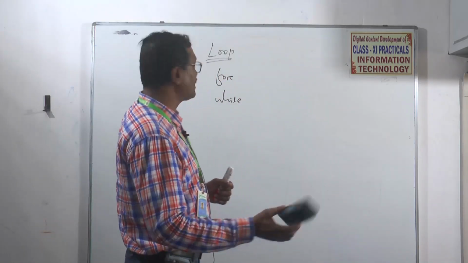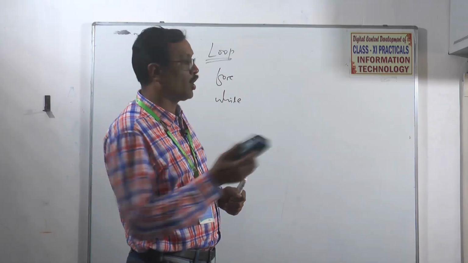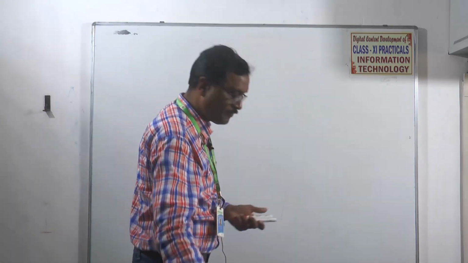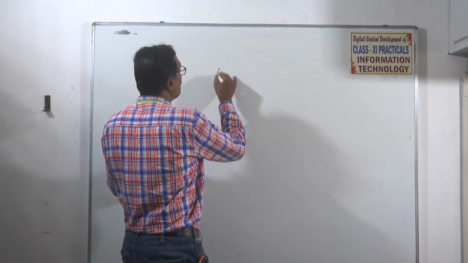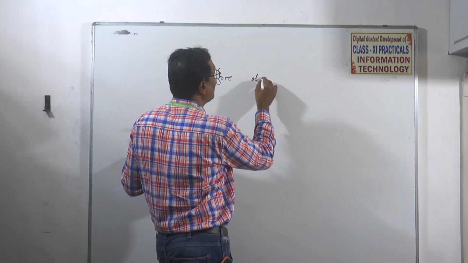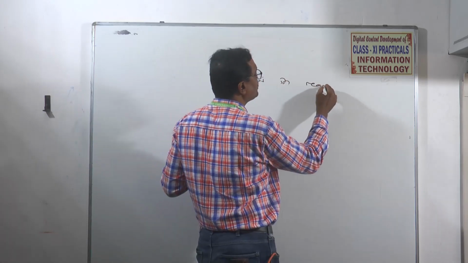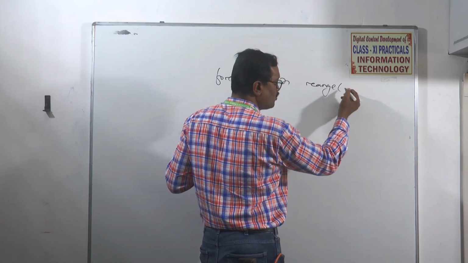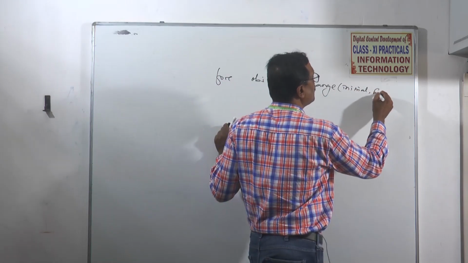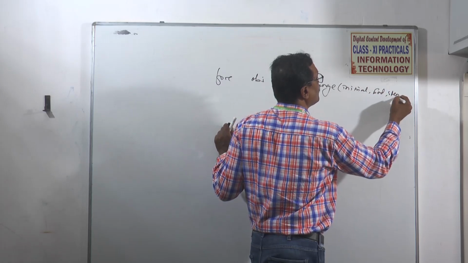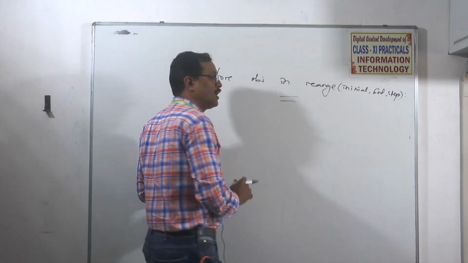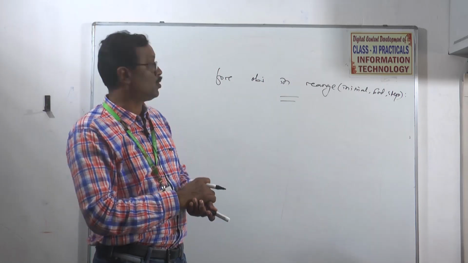So now let us see what the format of using a for loop is. The format of the for loop is something like this. Look at it now. The format is: for, here the variable or object, in range, here the range value, here the initial value, this is the end value, this is the step value, then put the colon and continue. This is the way of using the for loop.